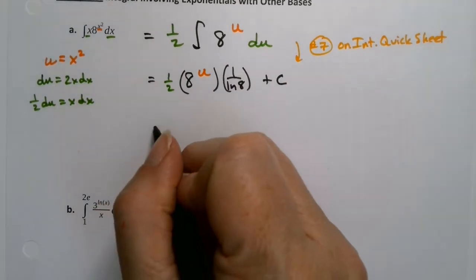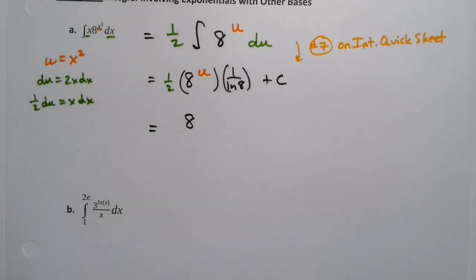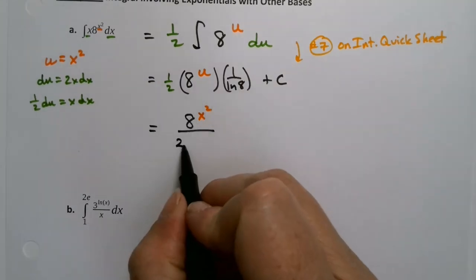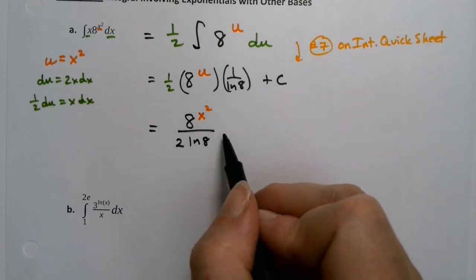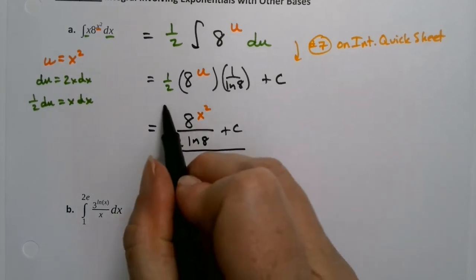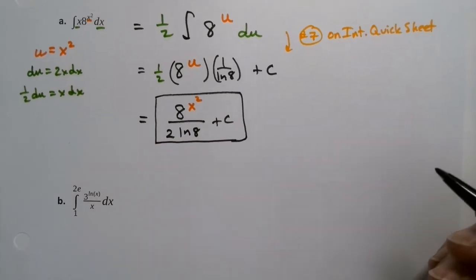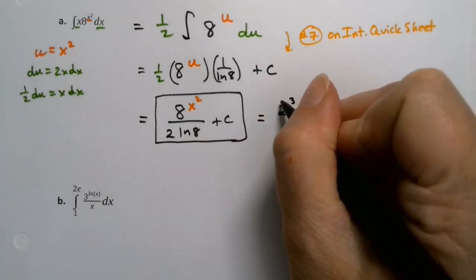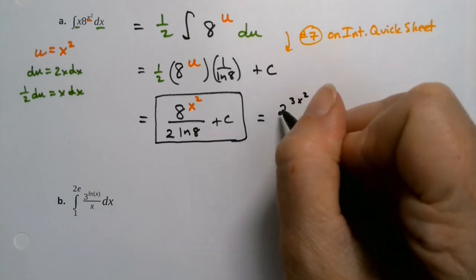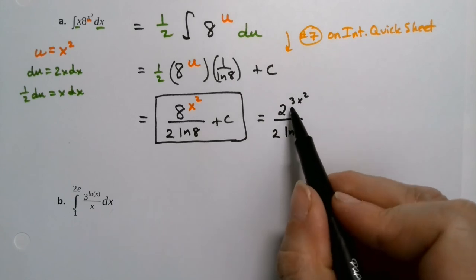Okay, so this would be 8 to the x squared, because that's what u was, over 2 natural log of 8, and then plus c. Now, real quick, they might get you on simplifying this one, because 8 is 2 cubed. So this is 2 cubed to the x squared. So that's 2 to the 3x squared over 2 natural log of 8, right?